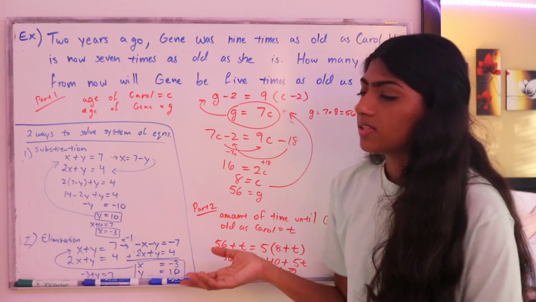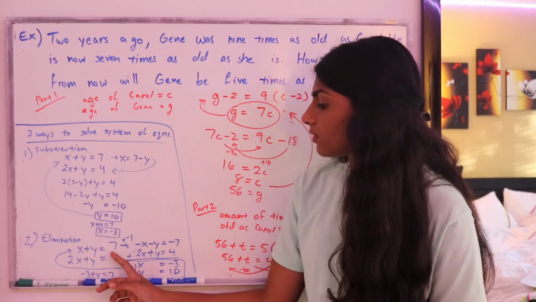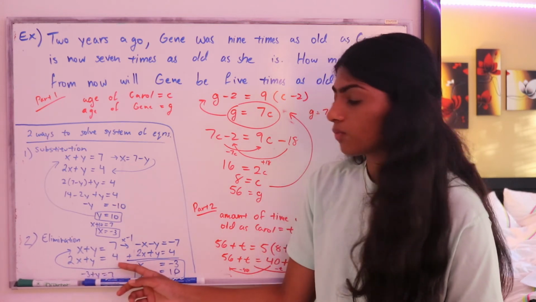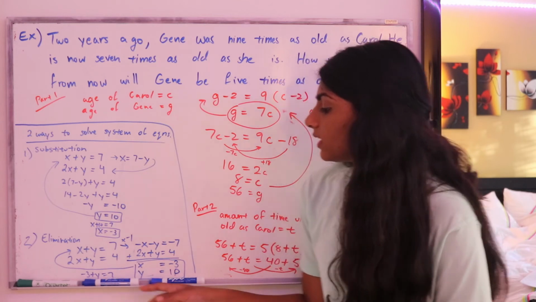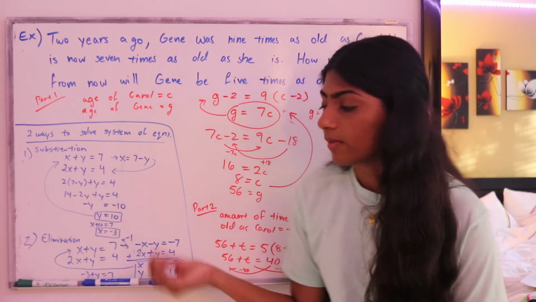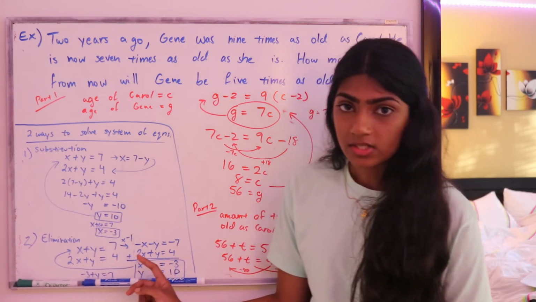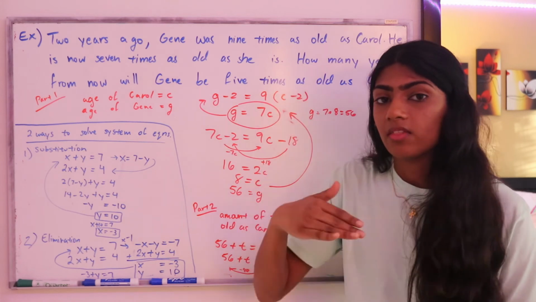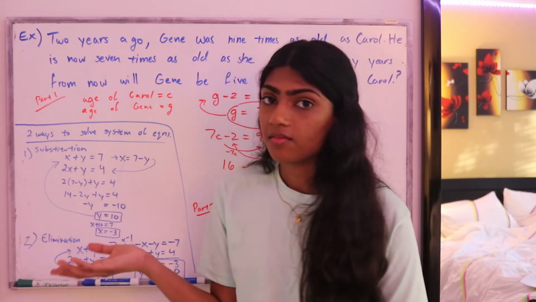Now another way to do this is elimination. So I have the same question, x plus y equals 7, 2x plus y equals 4. That's my system of equations. What I want to do is basically eliminate a variable so then I can find the other variable's numeric value. So I'm going to manipulate one of these equations so that when I add them together, it's going to eliminate the common terms and then eliminate the variable.